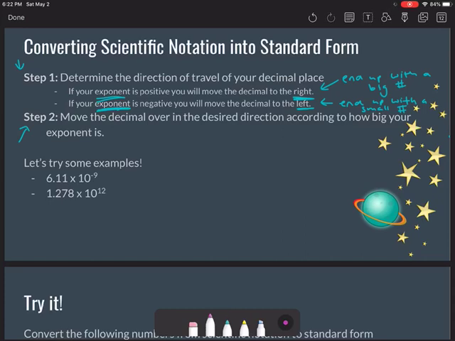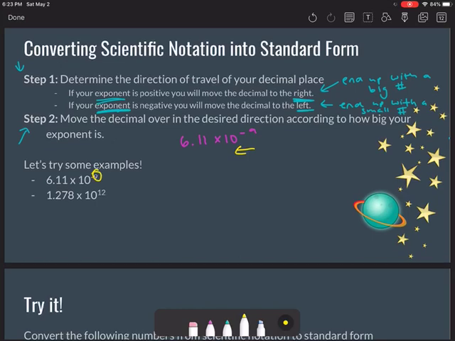Let's try it out. So first example here, I have 6.11 times 10 to the -9. Okay. I have a negative exponent here, so I'm going to be moving my decimal to the left, which kind of makes sense because small numbers will end up in scientific notation with a negative exponent, so I want to end up with a small number. If I'm moving it to the left, I need to move it how many times? I have to move it 9 times.